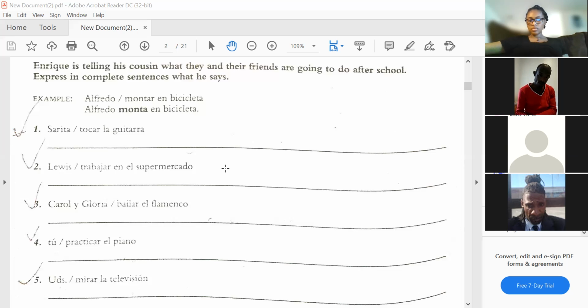These endings are set in stone. If I'm referring to I, it's going to end in O. If I'm referring to you, it's going to end in AS. If I'm referring to he, she, or the usted form, it's going to end in A. If I was referring to we, it will end in AMOS. And if I'm referring to you all or they, it will end in AN. Period. It has nothing to do with your gender. Okay, so get that in mind.